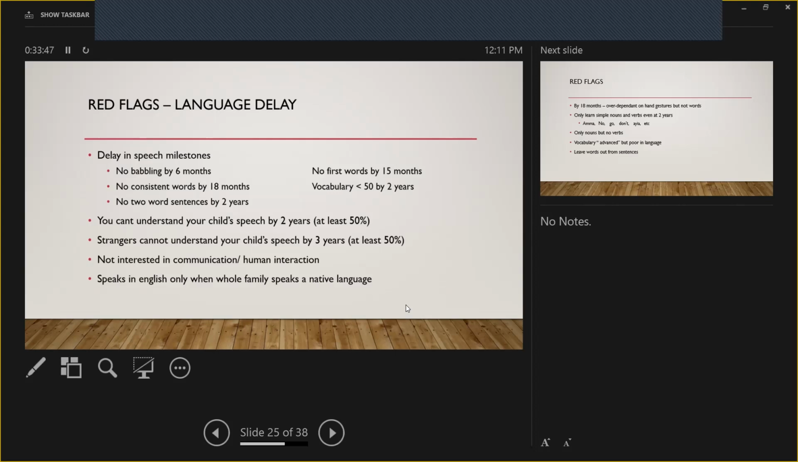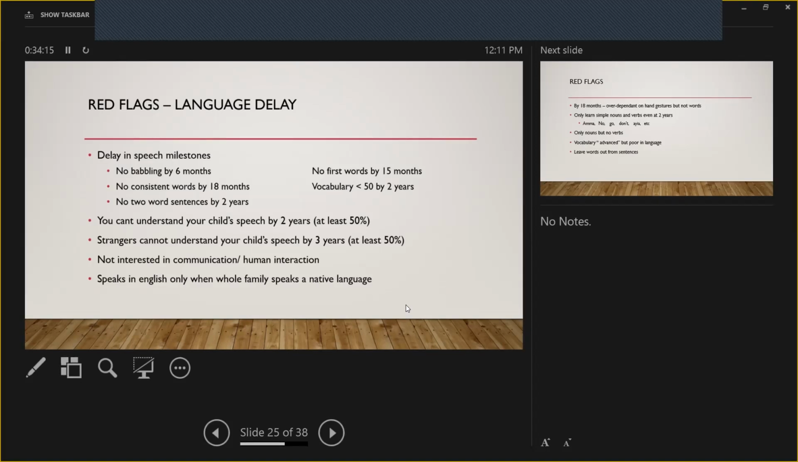No consistent words by 18 months. Consistent word means if you are saying amma to amma, that should be consistent. You can't say amma today and tata tomorrow. So you have to have a consistent word set by 18 months. Vocabulary should be at least 50 words by 2 years. And by 2 years, if the child is not forming 2-word sentences, you need to worry. You should understand at least 50% of your child's speech by 2 years.